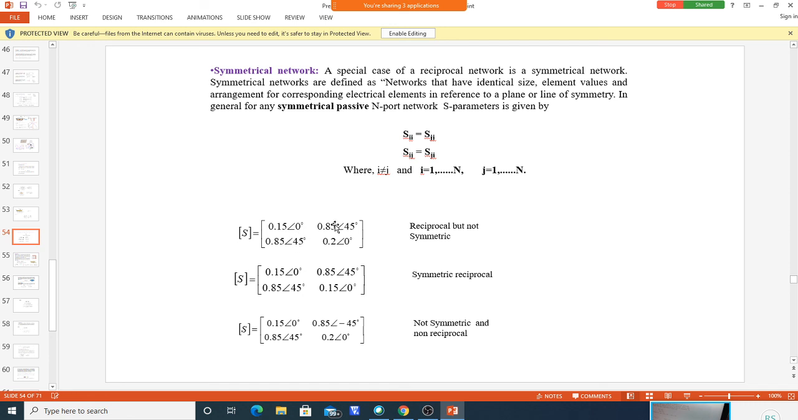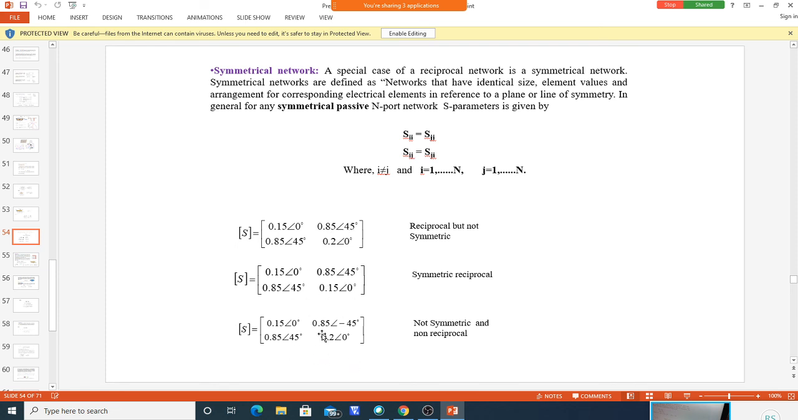This is identical. This one is this one. They are equal. This is reciprocal, but it is not symmetric. For a symmetric network, this also must be equal to this. Okay. Similarly, you can see here, this is equal to this, and also this is equal to this. This is symmetrical and reciprocal. This network is symmetrical and reciprocal. This is only reciprocal. This is symmetrical and reciprocal.